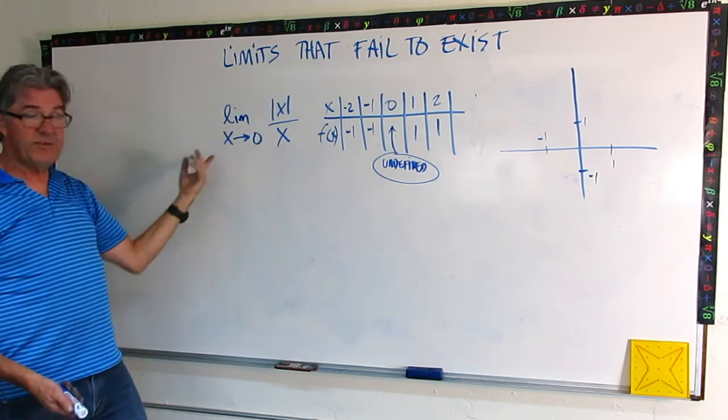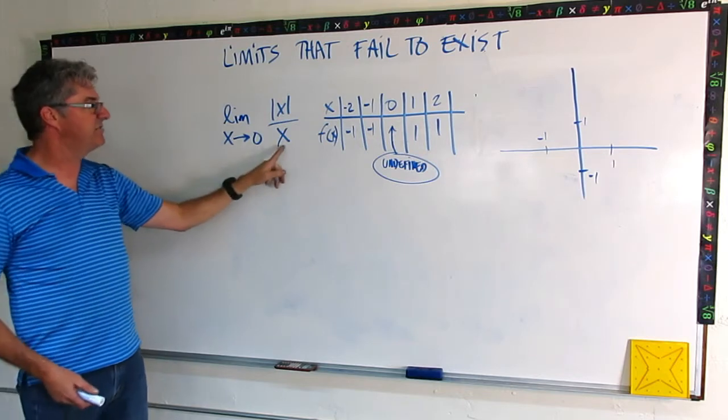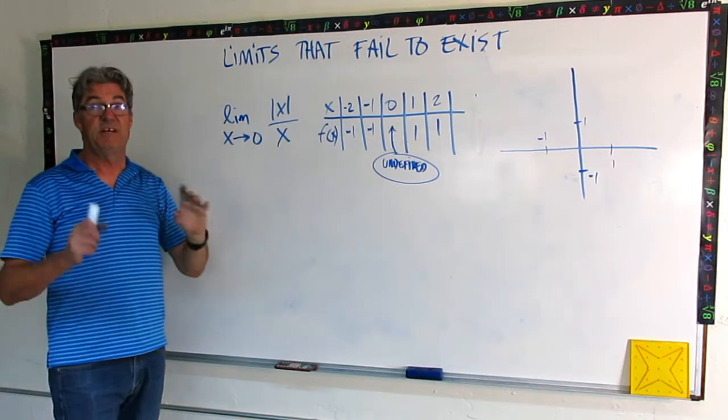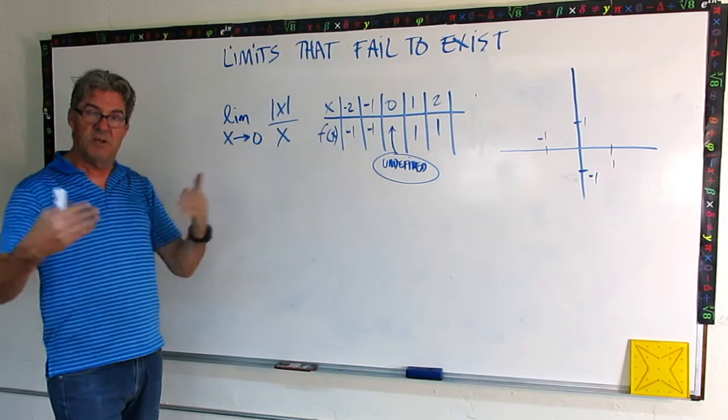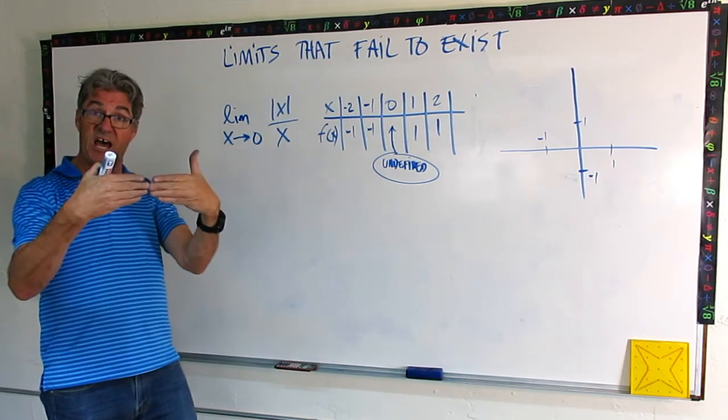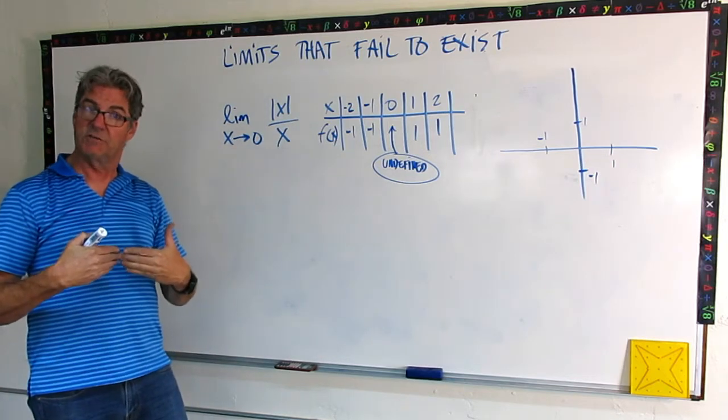So we want to check the limit of absolute value of x over x as x approaches 0. And we know there's a problem. We can't just plug 0 in because we'd have 0 in the bottom of a fraction. That's undefined, so we can't do that. So we're going to approach it from both sides and look at the behavior, okay?